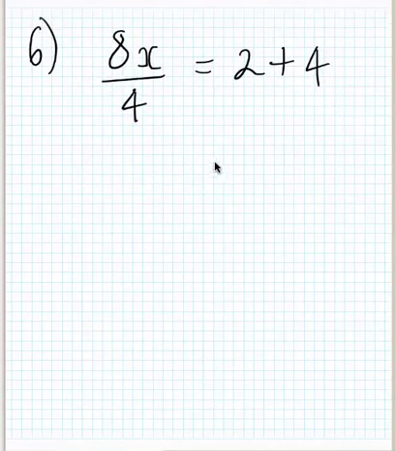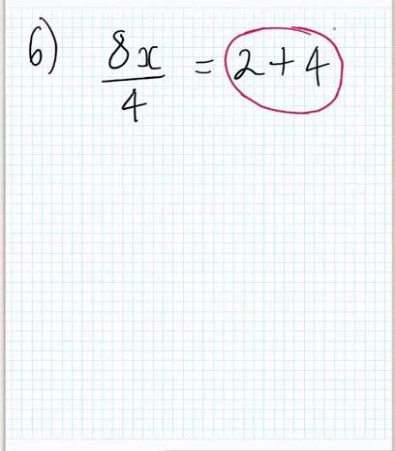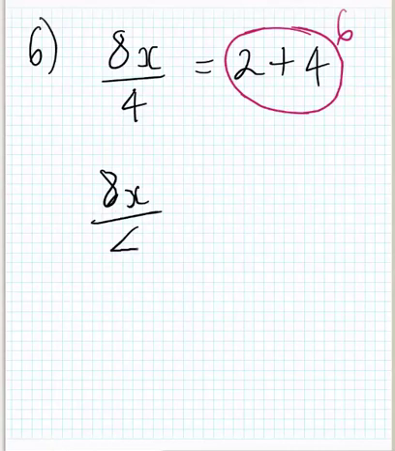Okay, with our next equation, this involves three steps, because you notice that on this side here, we have 2 plus 4. So whenever you see this, if you can add them together and simplify, do that first. So our first step is to add these together, and 2 plus 4 is just 6. So we then end up having 8x over 4 equals 6. And now we know what to do.